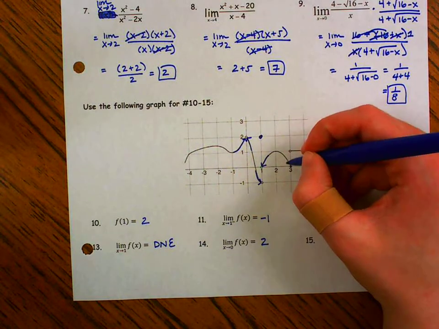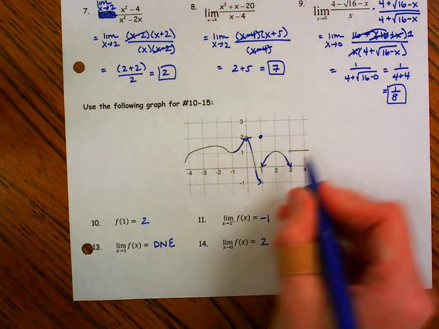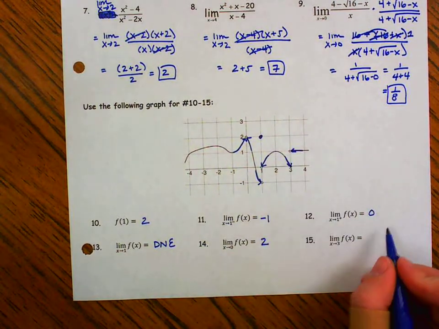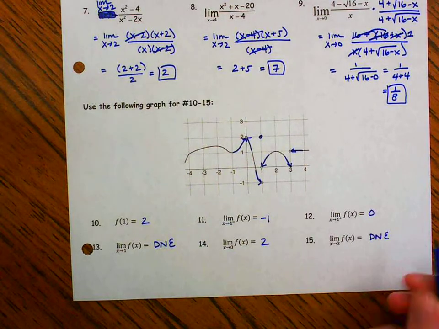For 3, as I approach from the left, I have a value of 0. As I approach from the right, I have a value of 1. Since those don't meet, the value of this two-sided limit does not exist.